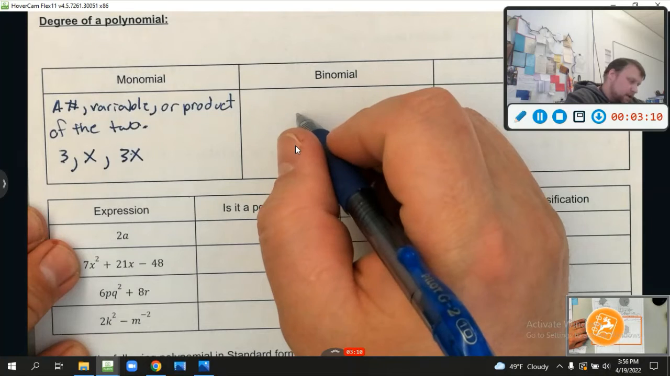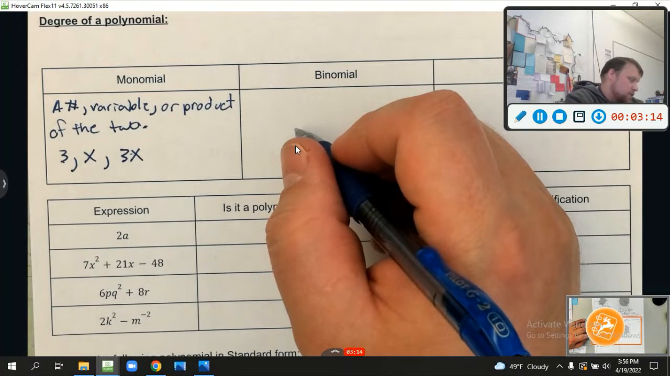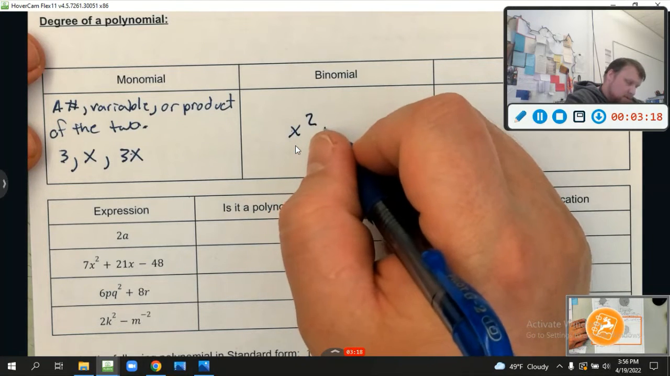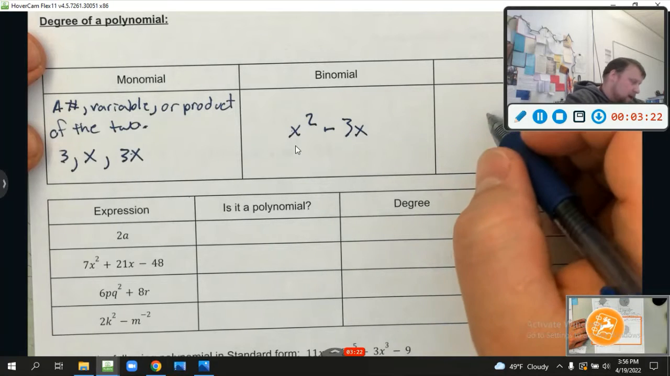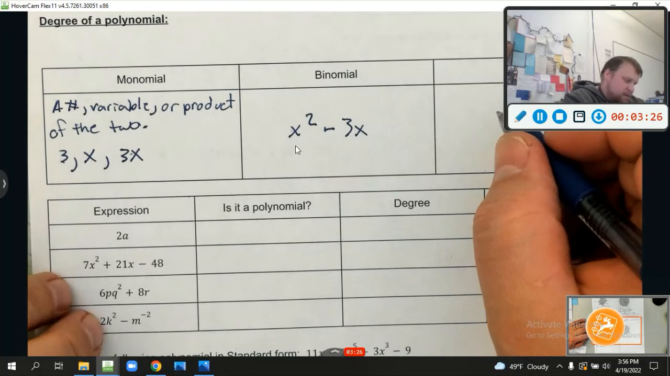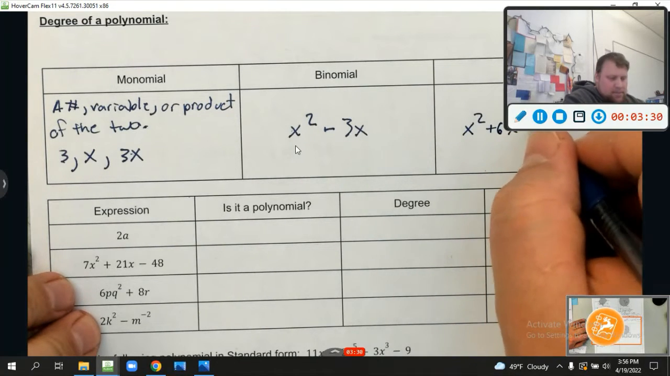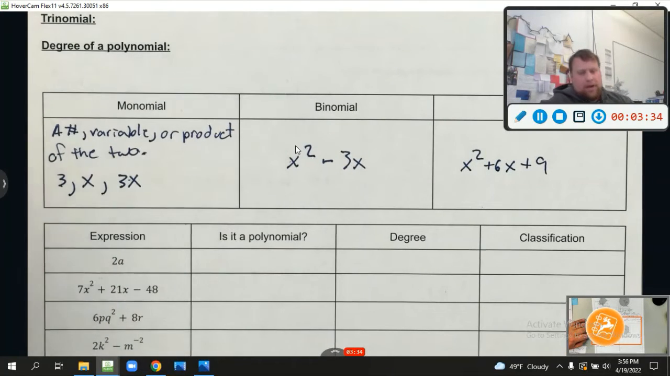Okay, how about here? A binomial. We just have that definition, which is the sum of two monomials. So in this case, x squared minus 3x. And then last, a trinomial is the sum of three monomials. So we're just going to have x squared plus 6x plus 9. That's just an example of one. There's an infinite amount of them.